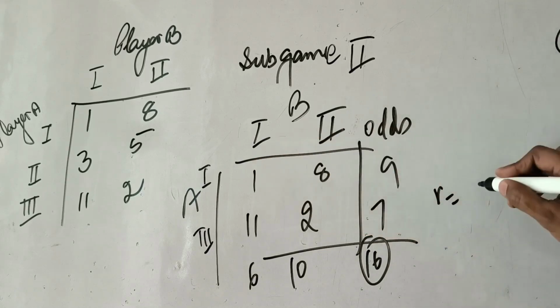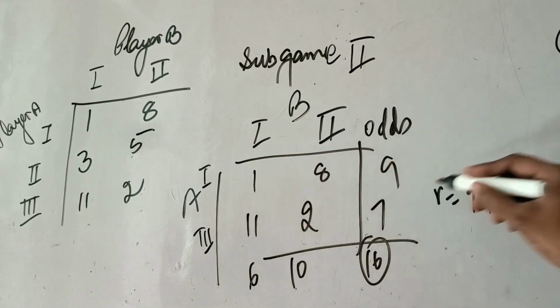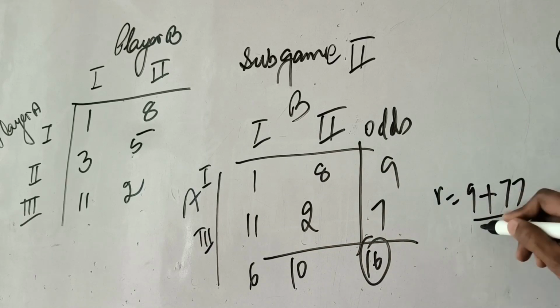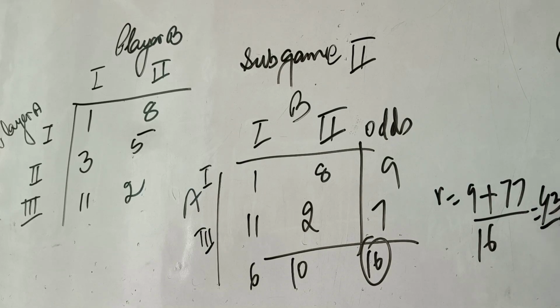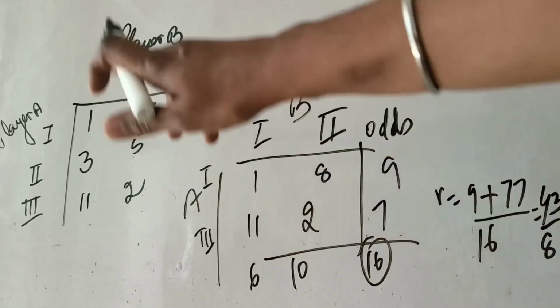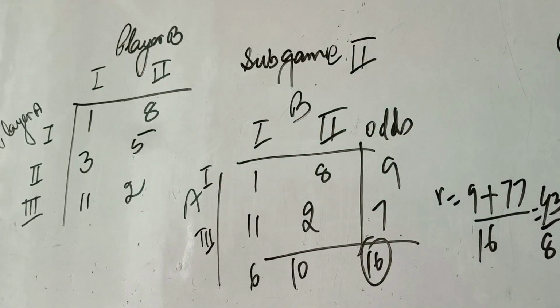You have to show again the value of game. 1 into 9 plus 11 into 7, 77 divided by 9 plus 7. You have to give this in proper detail again. So here we have got the answer as 43 by 8. So this is the value of game. That will be the value of game for overall question. So now we have to write in the last strategies as well. So let us write those strategies.